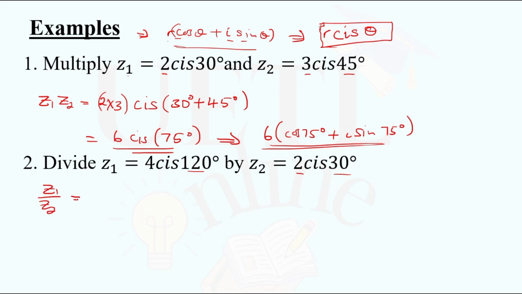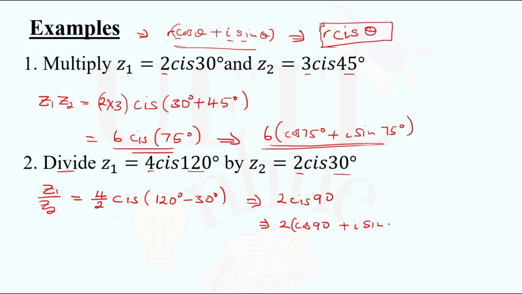Now we're going to take a look at this. The first rule of division is we just have to divide the moduli. So we say 4 over 2. Then we write our cis, then 120 degrees minus 30. So with the rules, we divide and subtract. This is our law on division. This means we get our answer as 2 cis (120 minus 30), which gives 90. So our answer becomes 2(cos 90 plus i sin 90). As easy as this is our answer.